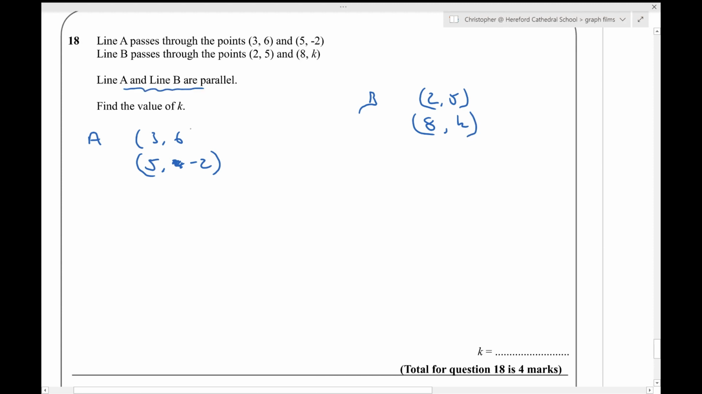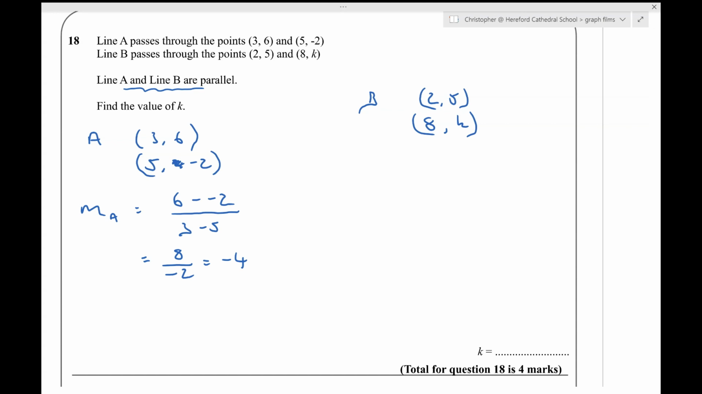So I know they have the same gradient, don't I? So I'm going to work out the gradient of line A. I'm going to do the top take away the bottom. So it's 6 minus minus 2, be careful of your signs, over 3 minus 5. So that's 6 plus 2 is 8, divided by minus 2. So mA is minus 4, which means that the gradient of B must also be minus 4, mustn't it?